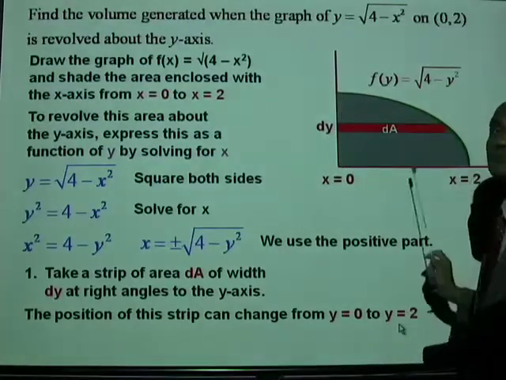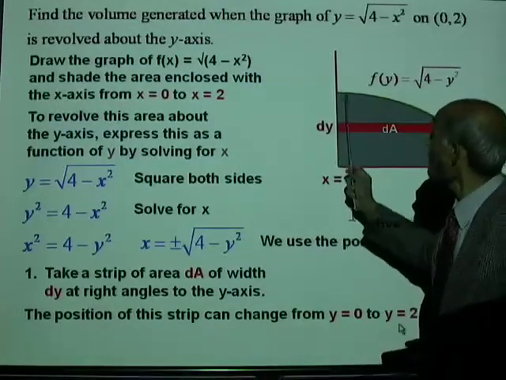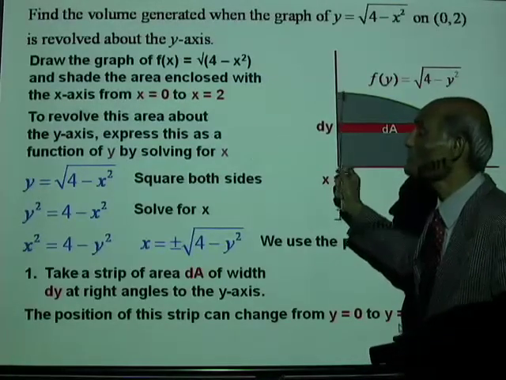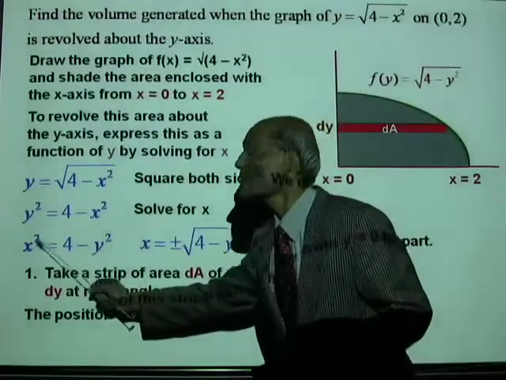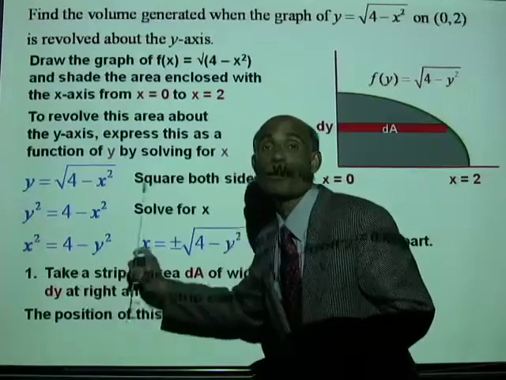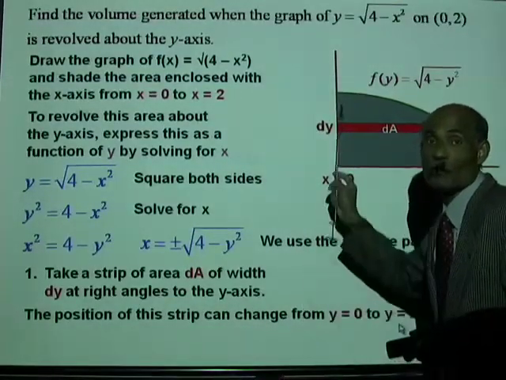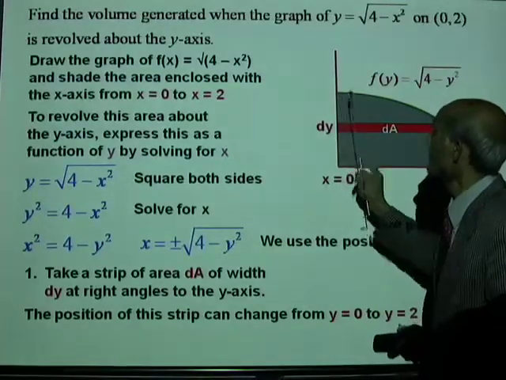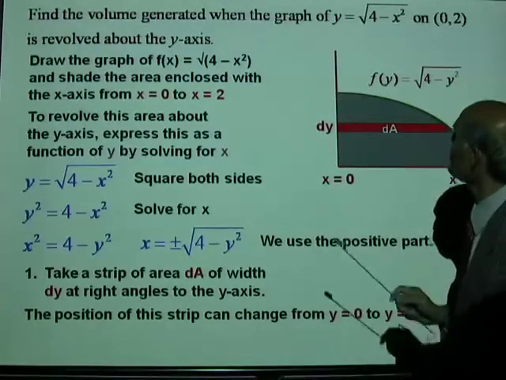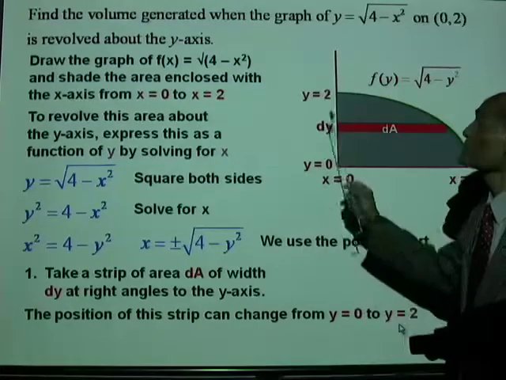Yes. You see? This is y equal to 2. This is x equal to 2. Now, how do you know this is y equal to 2? Remember, this corresponds to the value of y when x equal to 0. When x equal to 0, y squared equal to 4, or y equal to positive 2 or negative 2. We only take the positive. So the position of the strip can change from y equal to 0 to y equal to 2. There you go.